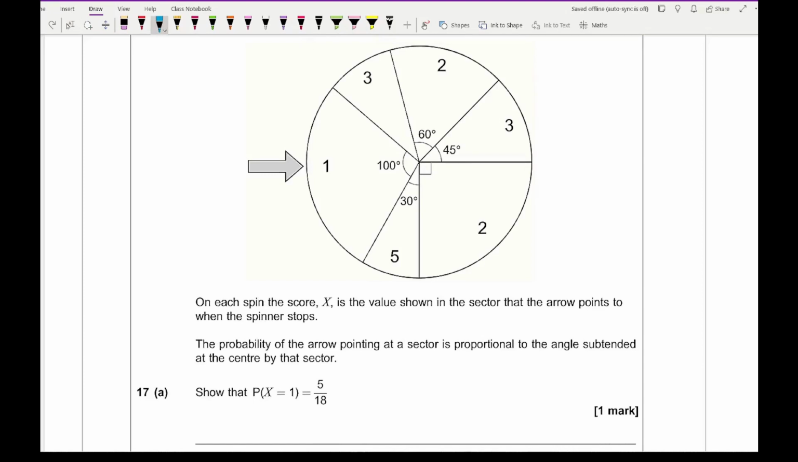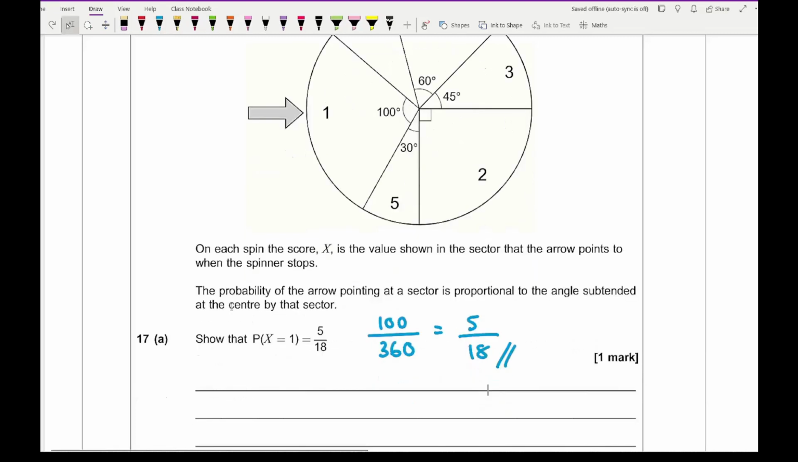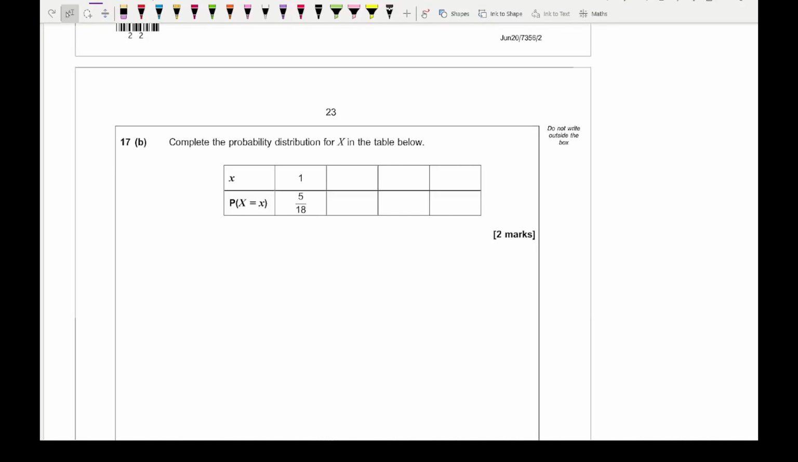Well, the probability of getting a 1 is the angle, which is 100 over 360, and if I simplify that fraction, I get 5/18. Nice and easy. Now for question 17b, it says complete the probability distribution for x in the table below.